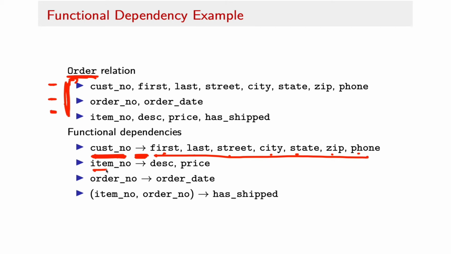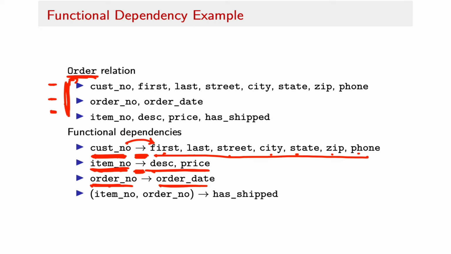The same thing is true for the item number. Anywhere I see the item number, I can say that it functionally determines the description and the price, because those things should correlate with one another. It's an obvious way of defining these terms and attributes of our data model: if I know what the item number is, I should be able to look up the description and the price. So anywhere in that order relation where the item number appears, I should see the same value for description and price. And finally, the same thing for the order number. If I see the order number anywhere, that's going to determine the order date.